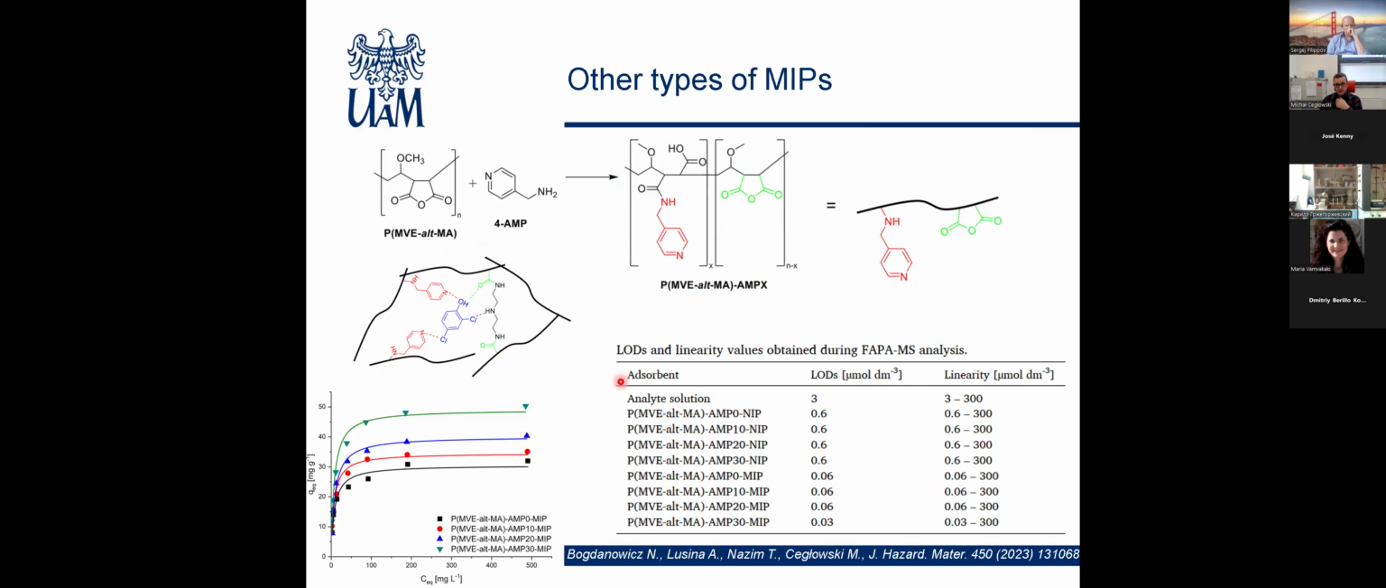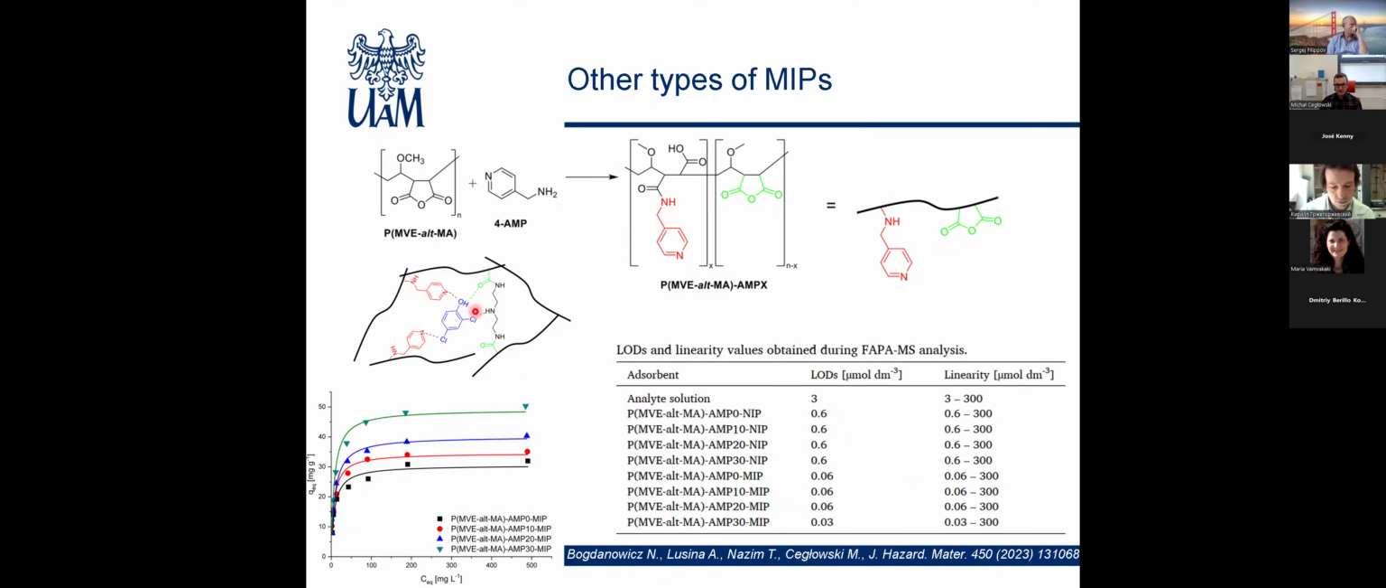We also worked with other polymeric systems to make MIPs, not only the polyoxazoline one. In this case, we worked with poly(methyl vinyl ether-alt-maleic anhydride). This polymer is functionalized with 4-AMP. This is a nice system to introduce the pairing units and obtain this kind of polymers that we can then nicely cross-link using the amines. And here is the exemplary molecular cavity with 2,4-dichlorophenol.